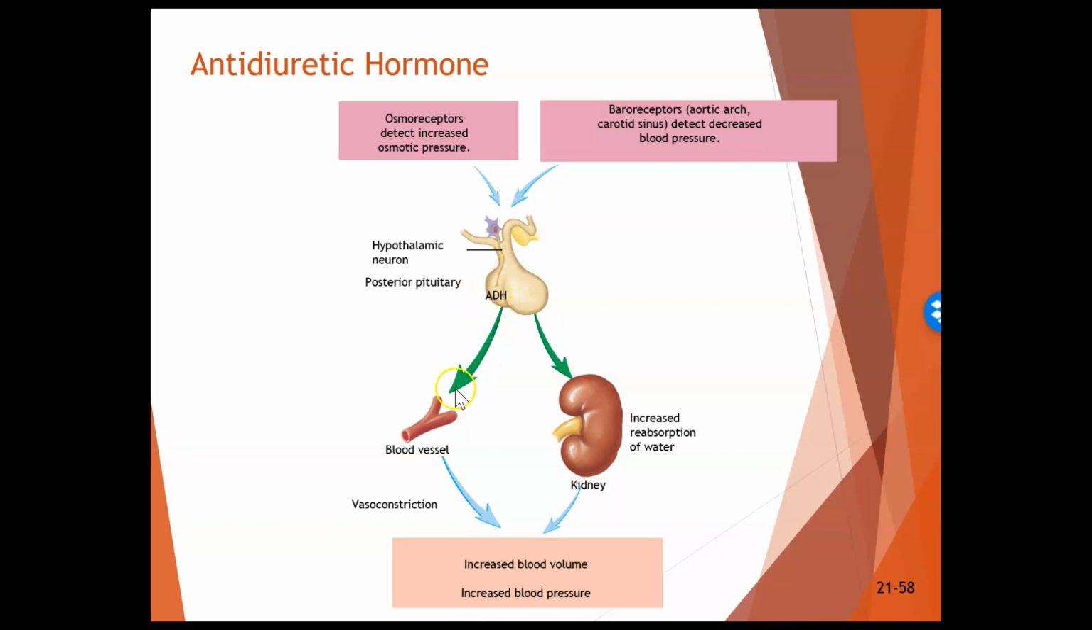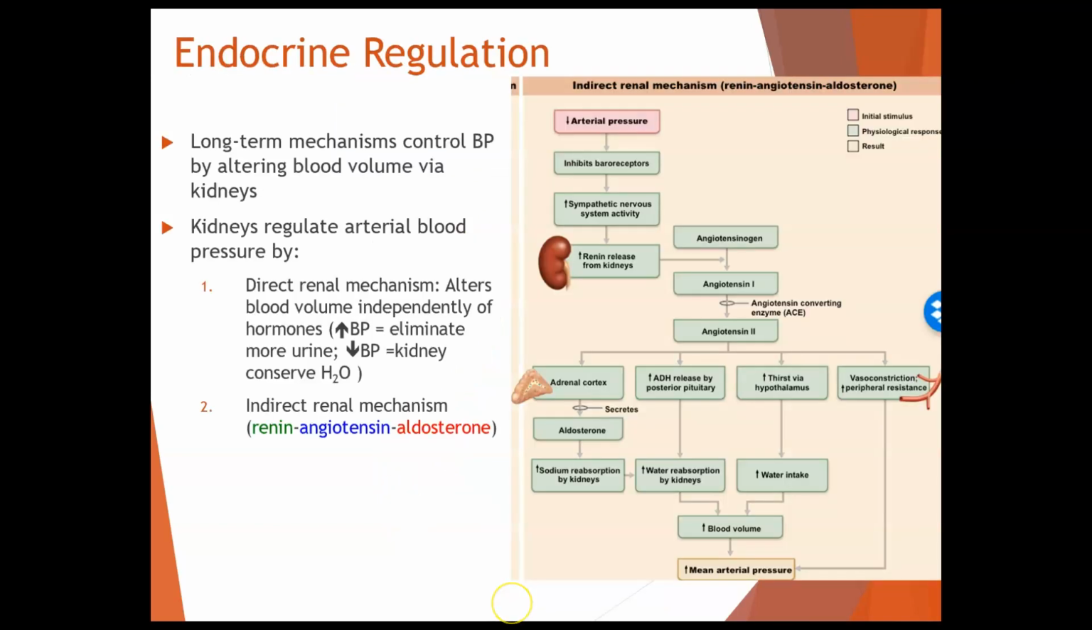And what that does is it goes over to the blood vessels and tells it to vasoconstrict, and it also goes over to the kidneys and says, you guys need to reabsorb more water. So just like we discussed in the previous slide, absorbing more water is going to increase your blood volume, and then the vasoconstriction will increase your blood pressure.